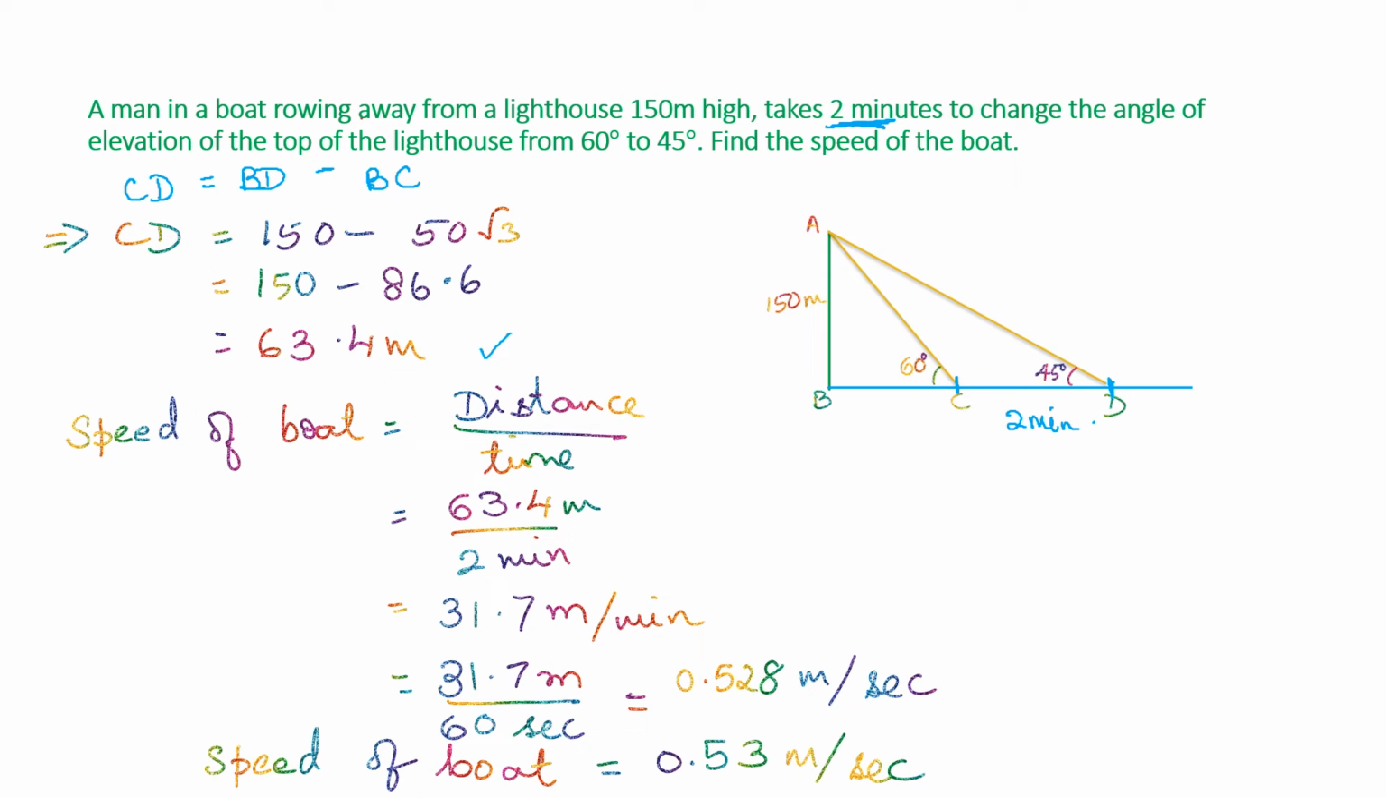So what we do, speed of the boat is going to be equal to distance divided by time. Therefore, the distance traveled from C to D is 63.4 and it takes 2 minutes to travel. So this division gives meters per minute, you get the speed. But we are finding it in terms of meters per second. So that means 1 minute is equal to 60 seconds, so I divide by 60 seconds. So I will get 0.528 meters per second, which I round off as 0.53 meters per second.